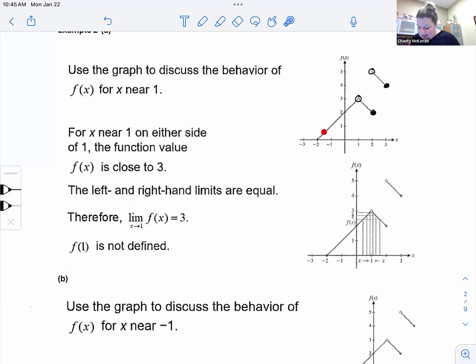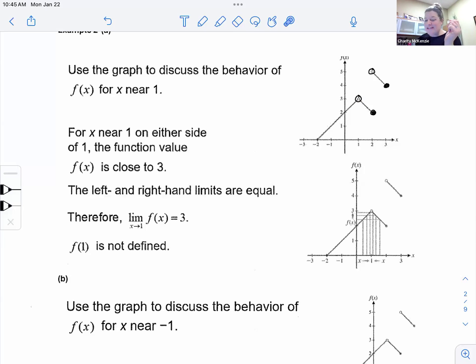Well, the left side is headed to 3 and the right side is headed to 3, even though the value at 1 doesn't actually exist. The limit still exists because the left and the right side are both going to 3. So we don't have a value there, but we do have a limit because the left side is going to 3 and the right side's going to 3. Okay, as we get closer right in here.